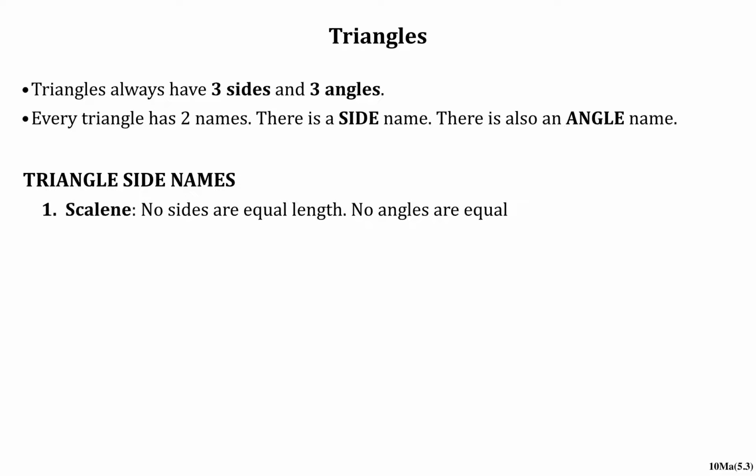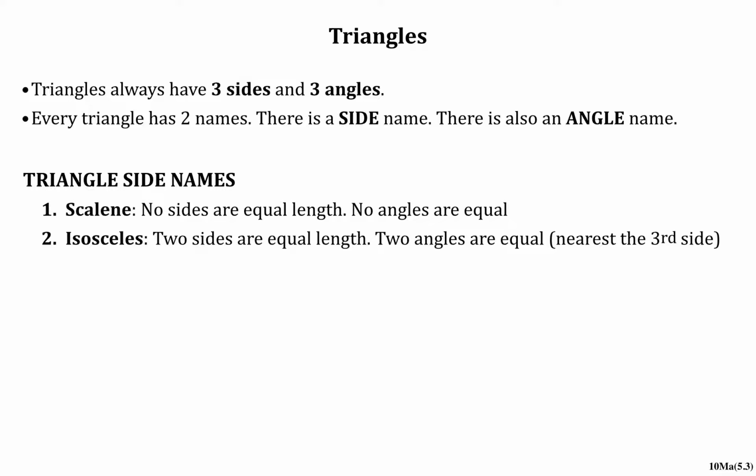A scalene triangle is a triangle that would be drawn where all 3 sides are different in length and none of the angles are the same. The second one is called an isosceles triangle. An isosceles triangle has 2 sides that are the same length and the third side is a different length. And where those 2 sides come in contact with the third side, you have 2 angles that are equal. So that's an example of an isosceles triangle.